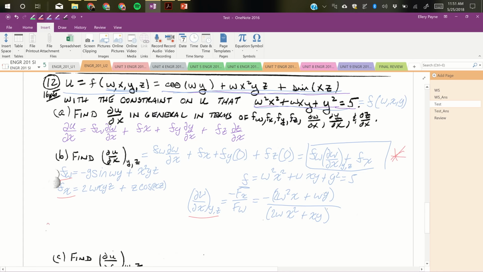So that means the partial of u with respect to x holding y and z constant equals f_w, which is negative y sine wy plus x squared yz, times partial w with respect to x holding y and z constant, which is this big old mess here.